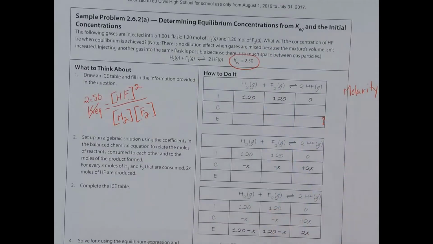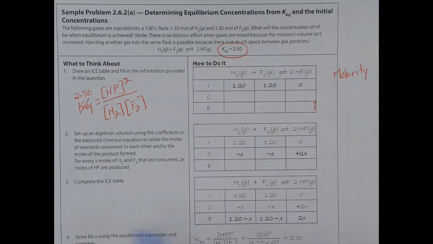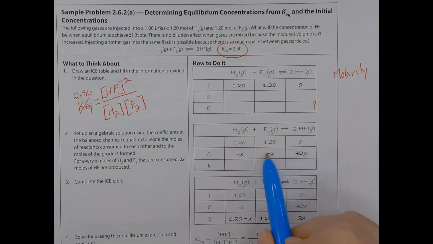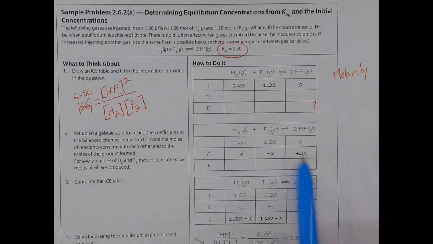We do know where the concentrations are starting though. It says set up its algebraic solution using coefficients in the balanced chemical equation to relate the moles of the reactants consumed to each other and the moles of product formed. So what does that mean? Well, we don't know how much is being added or subtracted from our chemicals, but we can use a variable, X. We are starting with reactants and have no products, so we have to add to our products and subtract from our reactants. I like to put in my positives and negatives first, just so I have that clear.